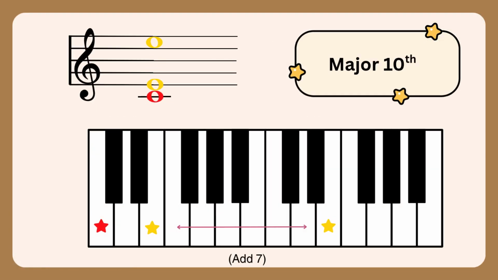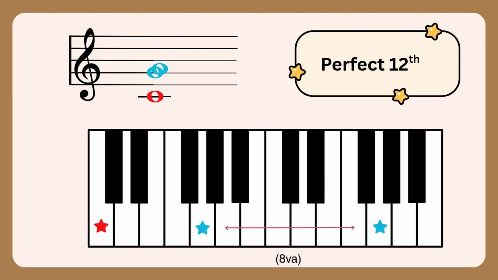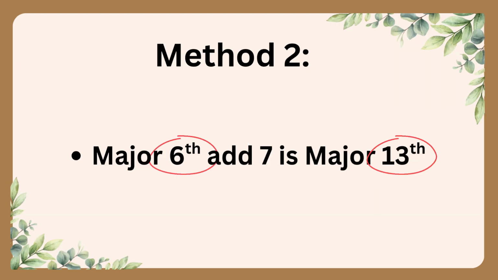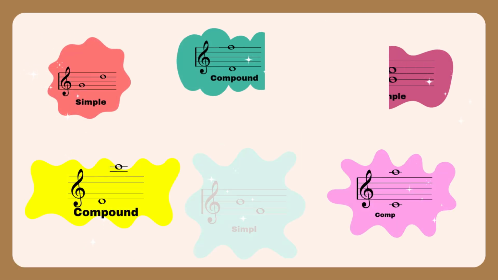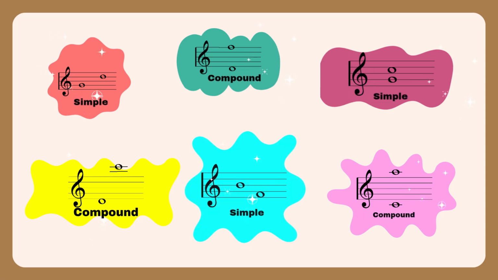Examples. C to the higher E is a major 10th because C to E is a major third, plus 1 octave. C to the higher G is a perfect 12th because underneath it is simply a perfect fifth plus an octave. Here's the key thing to remember. Only the interval number changes. The quality always stays the same. So, if you can identify simple intervals, you already know how to identify compound intervals.